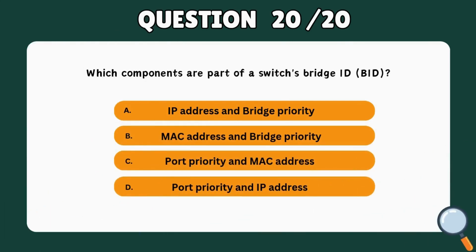Question 20. Which components are part of a switch's bridge ID? A. IP address and bridge priority. B. MAC address and bridge priority. C. Port priority and MAC address. D. Port priority and IP address.